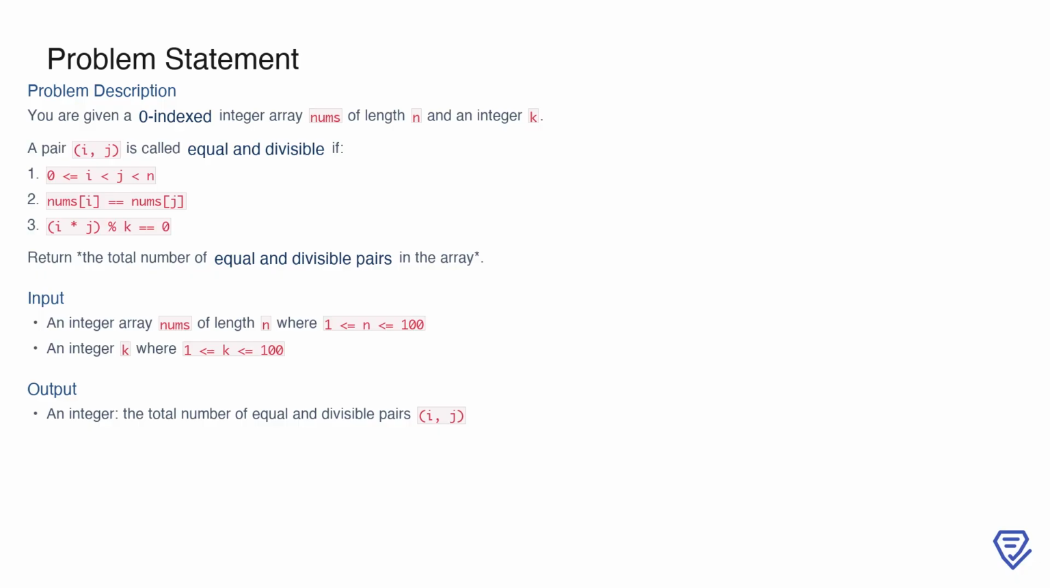The input constraints ensure that nums can have between 1 and 100 elements, and both the elements of nums and the value of k are guaranteed to be integers between 1 and 100. The output will be a single integer representing the total number of valid pairs.